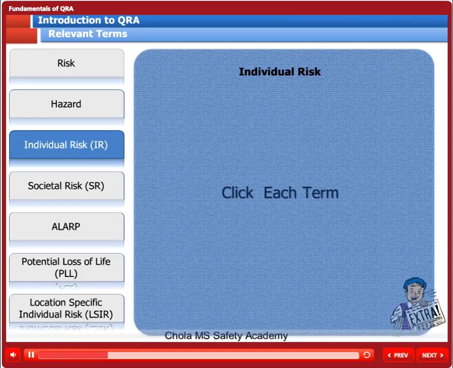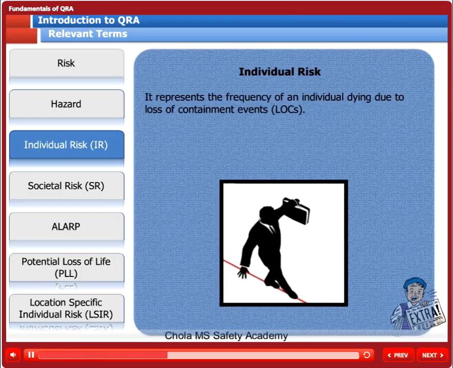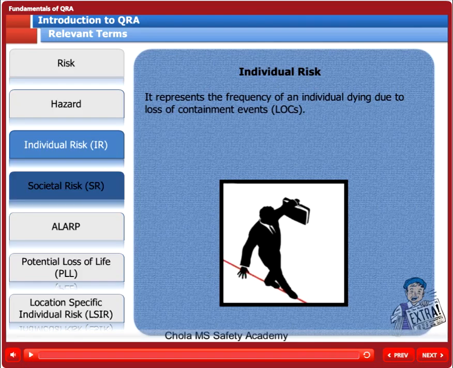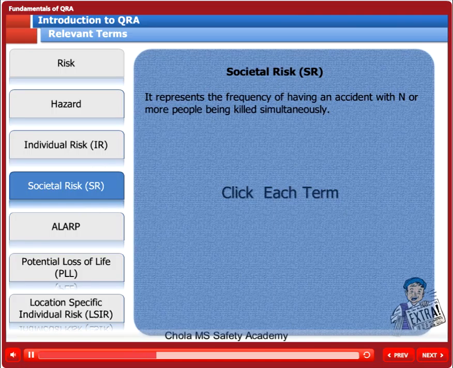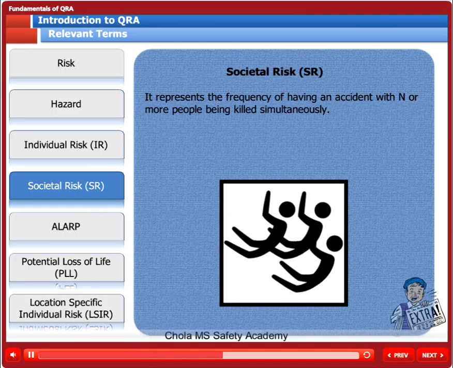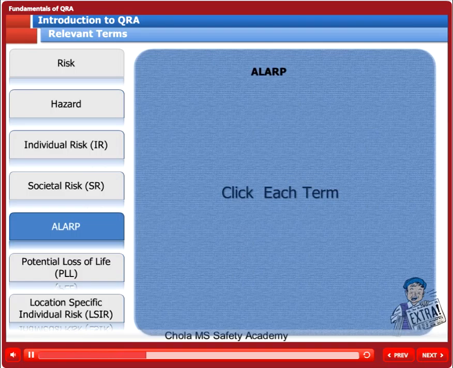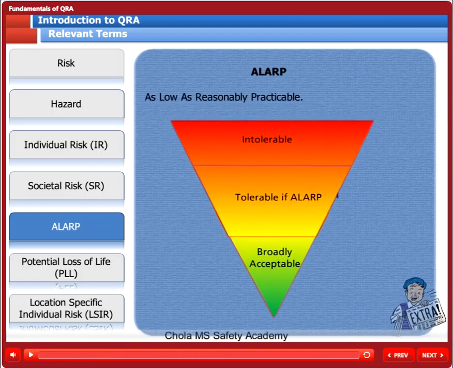Individual risk. It represents the frequency of an individual dying due to loss of containment events. Societal risk. It represents the frequency of having an accident with n or more people being killed simultaneously. ALARP. It stands for as low as reasonably practicable.